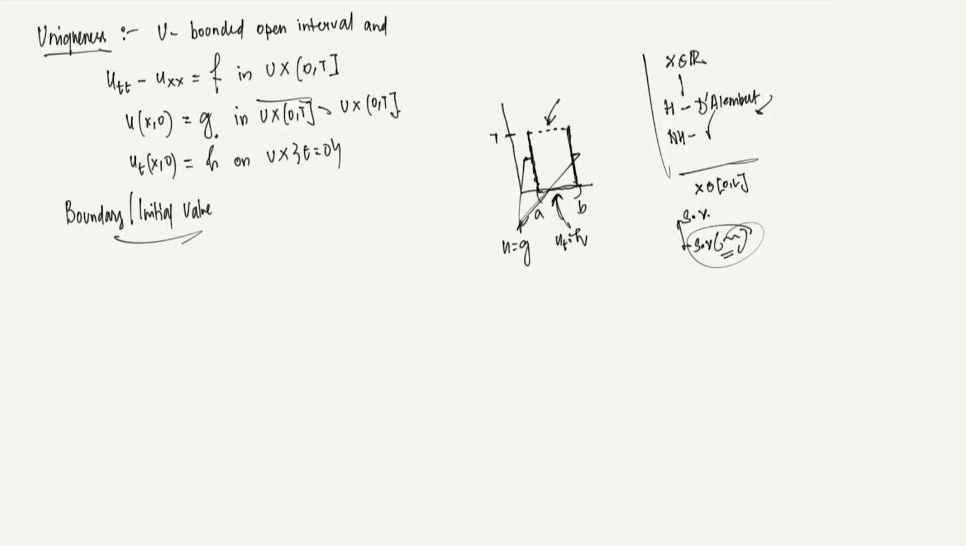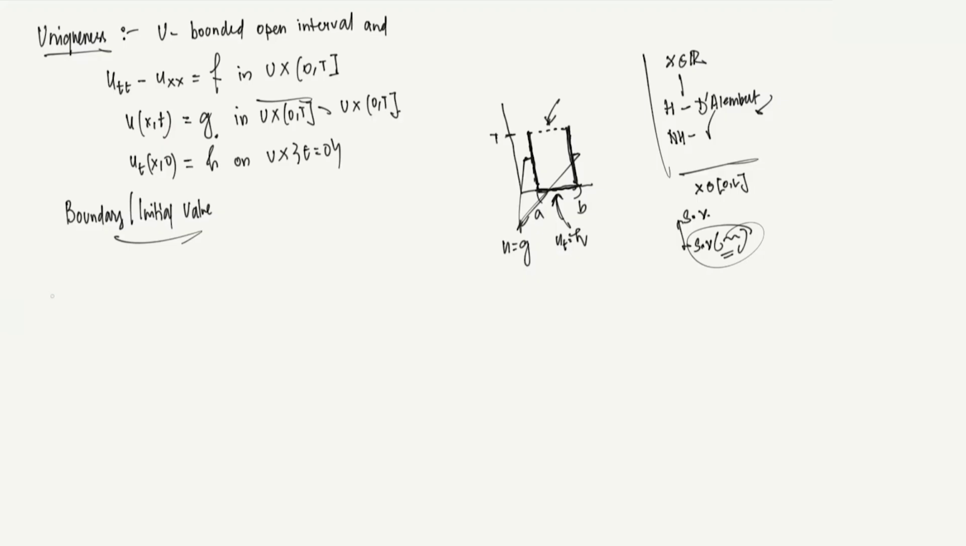Here we assumed that u is g and u_t is h, right? But here we are assuming u is g on this line and u_t is h on this line. But here also we have something which is non-zero. So u restricted to those two lines is non-zero. Okay. So t equals 0. I should write it as T. Sorry, there is a mistake here. This is T.